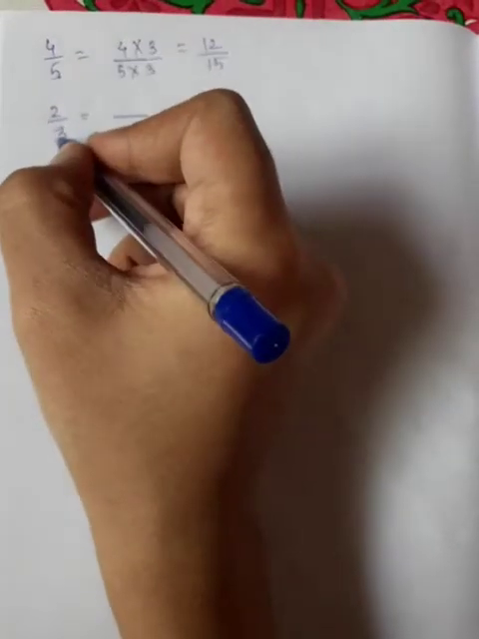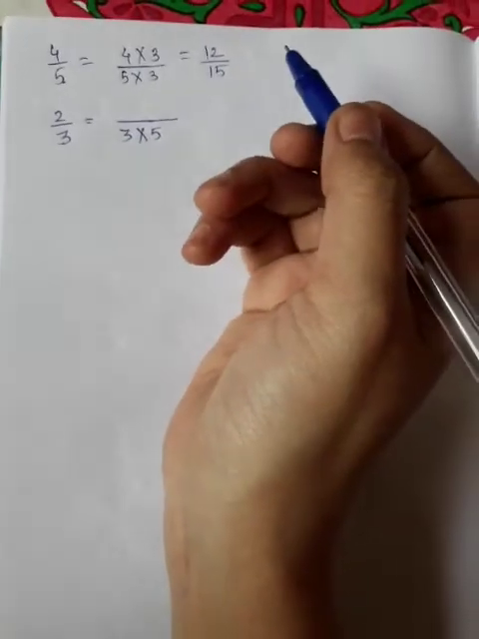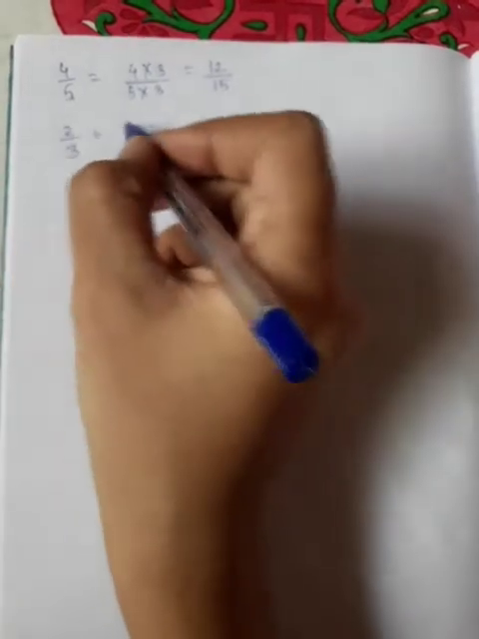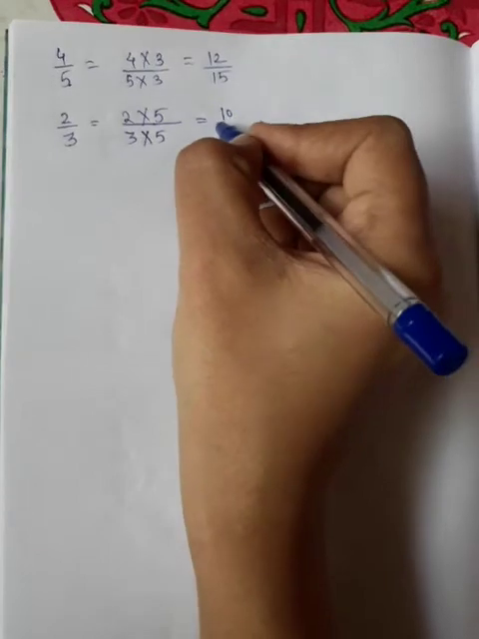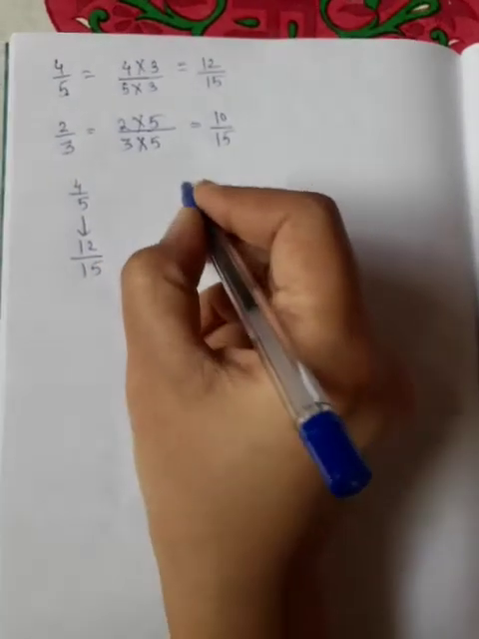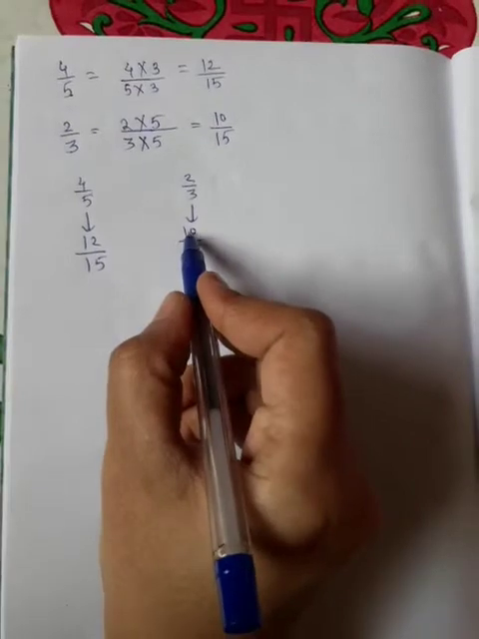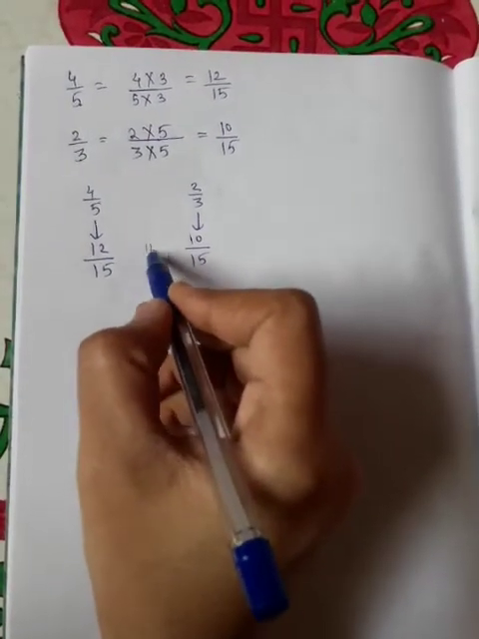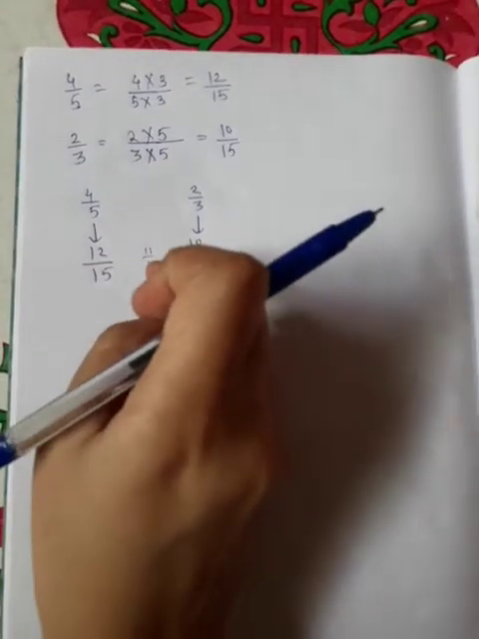Now see here to make denominator 15 we have to multiply 3 by 5, because 3 5s are 15, and as we multiply denominator by 5 we must multiply numerator by 5. Okay, now we get 10 by 15. Now you observe that 4 by 5 is converted into 12 by 15, and 2 by 3 is converted into 10 by 15. Between 10 and 12 there is only one rational number, 11 by 15: 10, 11, 12. So in between these two rational numbers there is only one.